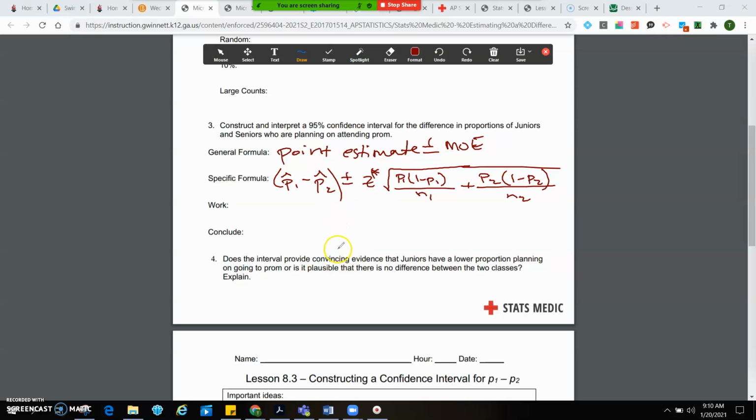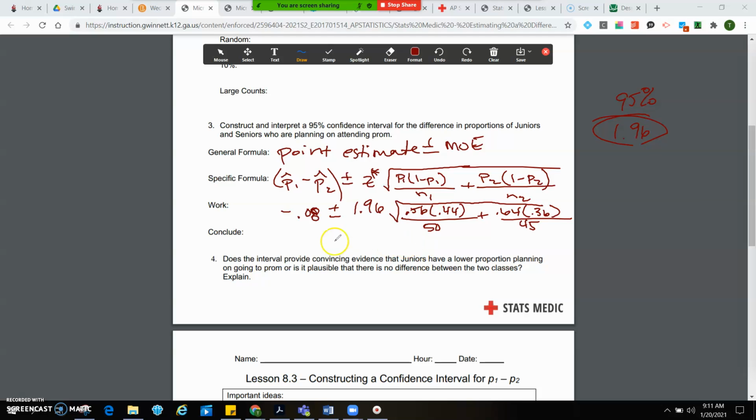So again, this looks a lot like what we've done in the past. When we actually work this out, we're going to get negative 0.08, which is what we found up at the top, plus or minus the critical value. Your critical value for a 95% confidence level is 1.96, and that's something that you kind of need to know. And yes, you can look it up using that z-score table as well. So then you've got 0.56 times 0.44 divided by 50 plus 0.64 times 0.36 divided by 45.